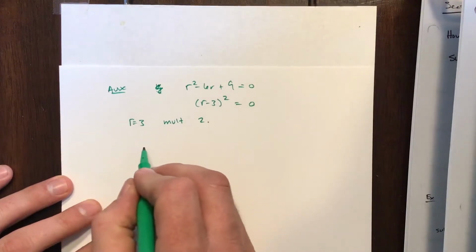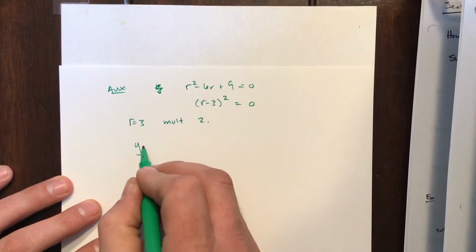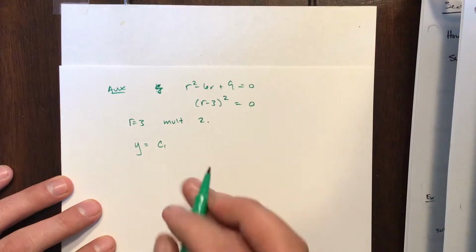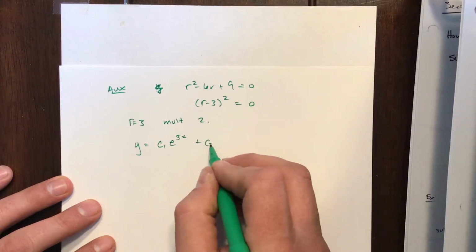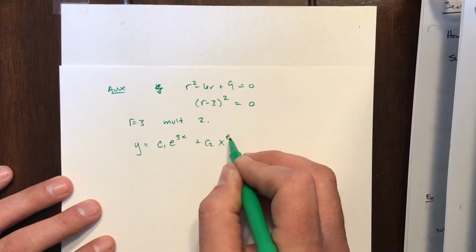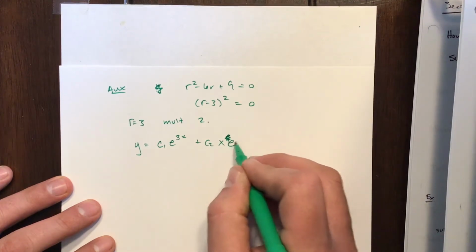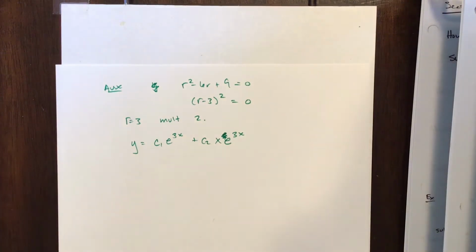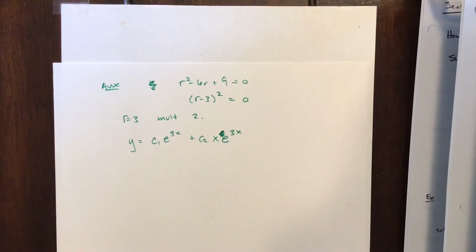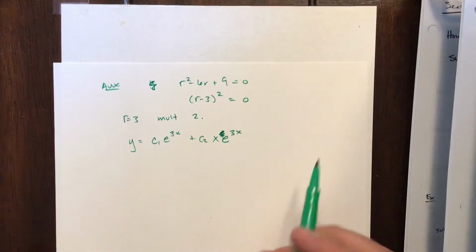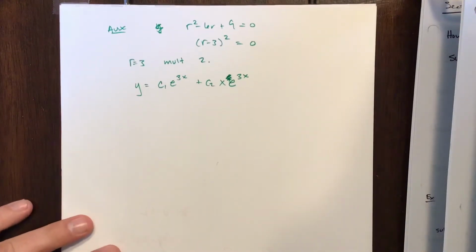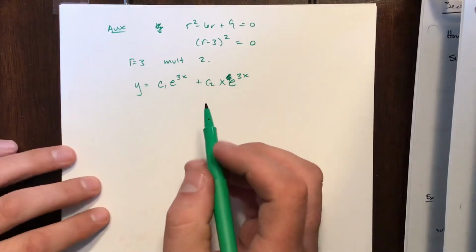So that means that our general solution is going to look something like c1 e to the 3x plus c2 x e to the 3x. Okay, so that's because it was a root of multiplicity 2. If it was a root of multiplicity 3, then I'd have x squared e to the 3x in addition to these two terms.